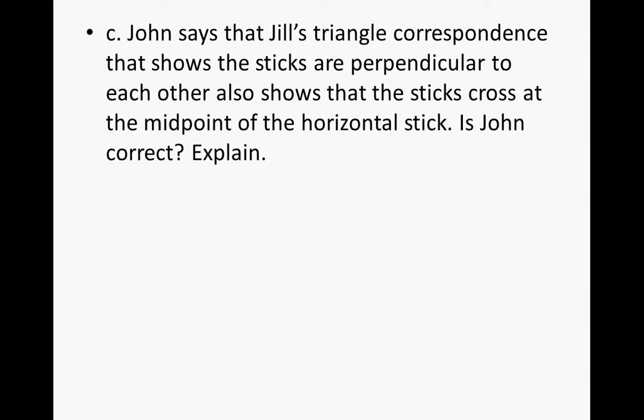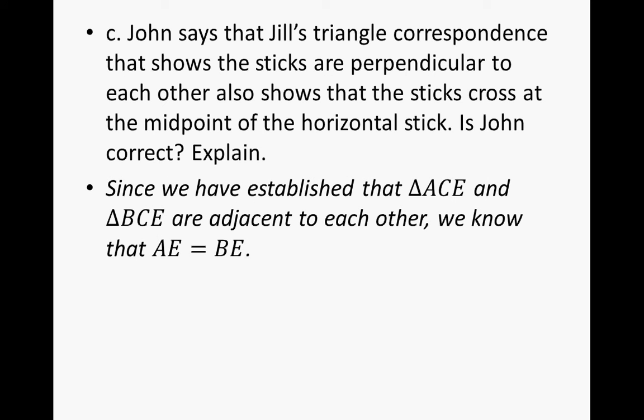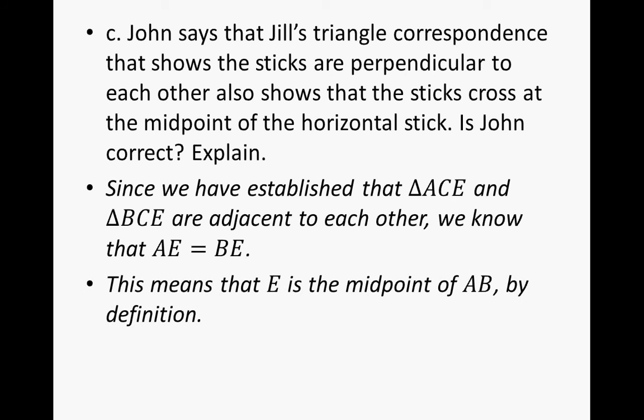All right, for part C, John says that Jill's triangle correspondence that shows the sticks are perpendicular to each other also shows that the sticks cross at the midpoint of the horizontal stick. Is John correct? Well, since we have established that triangle ACE and triangle BCE are identical, we know that line segment AE is equal to BE. So this means that E is the midpoint of AB by definition.